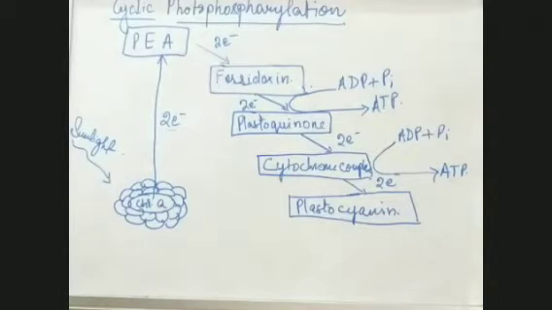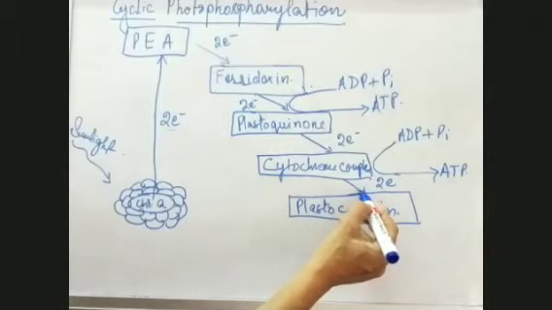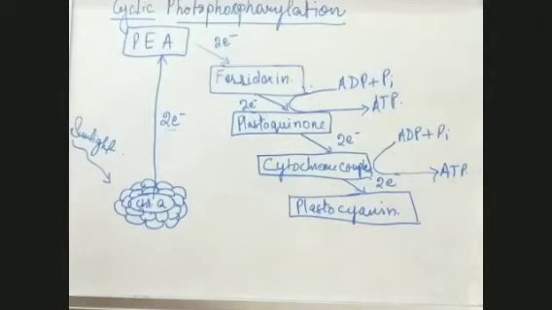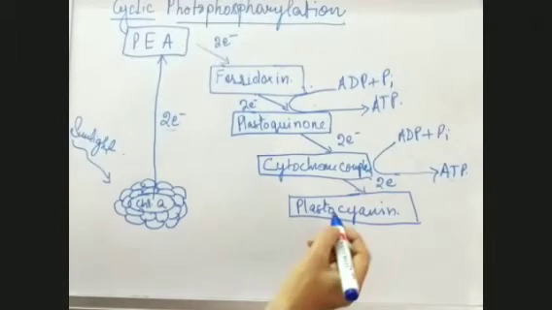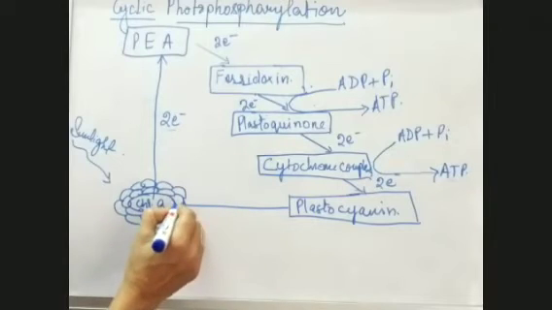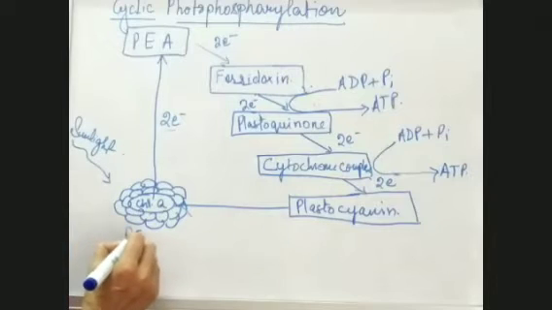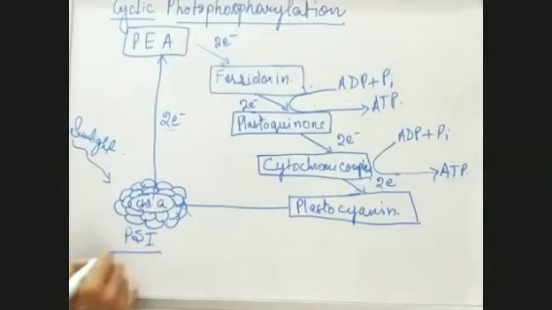Now, after this, when the pair of electrons moves downhill, where does it go? In place of moving to any outer area, it moves again to the reaction center of PS1. As I told you, only PS1 is involved here. So it moves back to the reaction center of PS1.